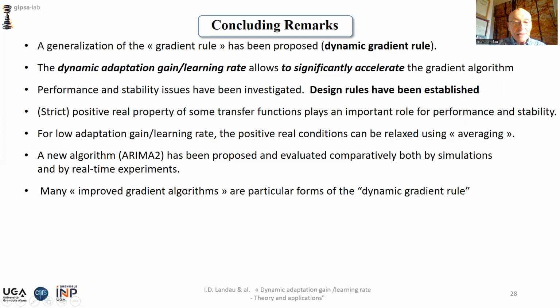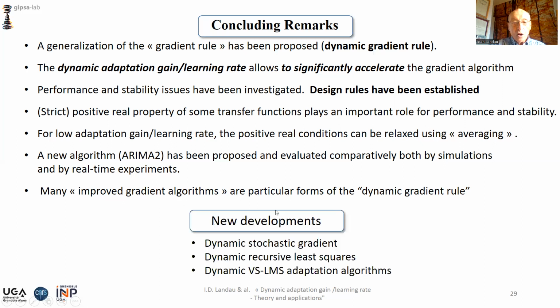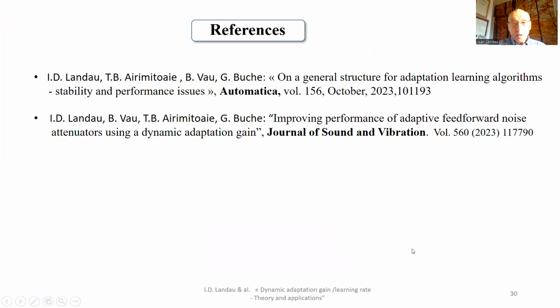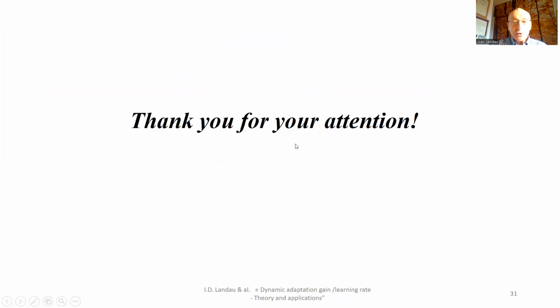Many improved gradient algorithms are particular forms of the dynamic gradient rule. There are extensions of these results for the stochastic gradient, for the recursive least squares, and for variable step size least mean square adaptation algorithms mainly used in signal processing. The main references for this work are papers in Automatica and in the Journal of Sound and Vibration. Thank you for your attention.